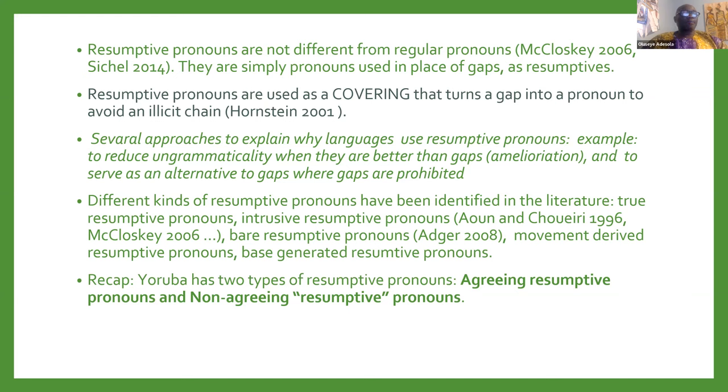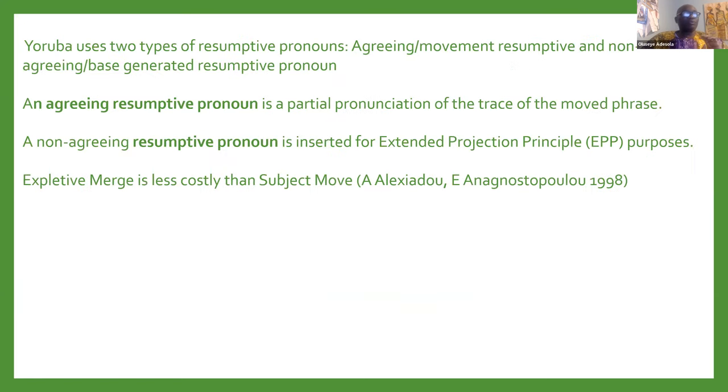Okay, I'm going to recap basically that Yoruba has non-resumptive pronouns and resumptive pronouns. It's not very much different from other languages, but both options are available. For the resumptive pronoun that is not agreeing, the basic claim that I'm going to be attempting to establish is that the non-agreeing resumptive pronoun is used simply for EPP purposes, for Extended Projection Principle purposes. Basically, that a sentence must have a subject.